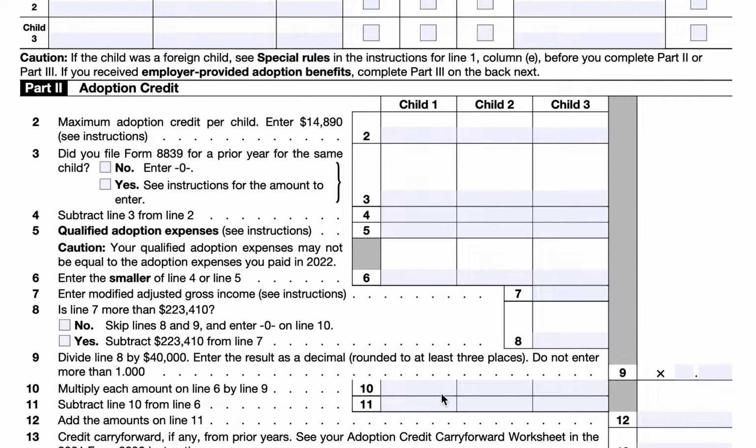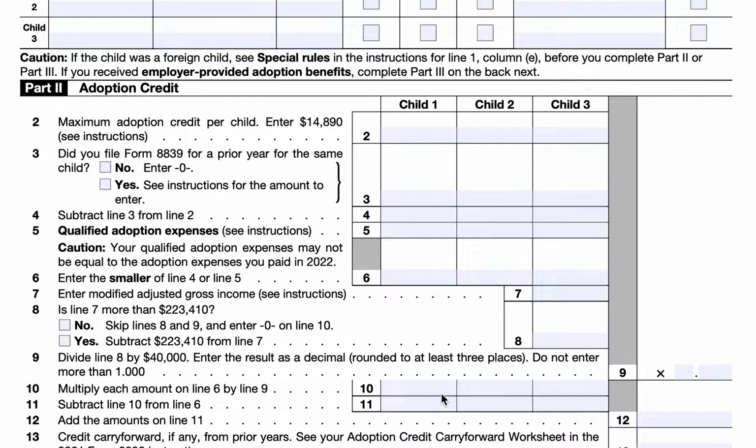For line 2, you will enter $14,890. This is the maximum adoption credit for each child. If you and another person, besides your spouse if filing jointly, each paid qualified adoption expenses to adopt the same child, the $14,890 must be divided between the two of you. You can divide it in any way you both agree. So enter your share of that amount on line 2 for that child.